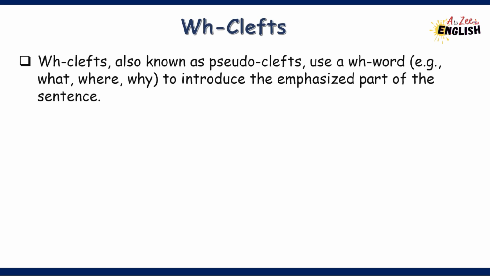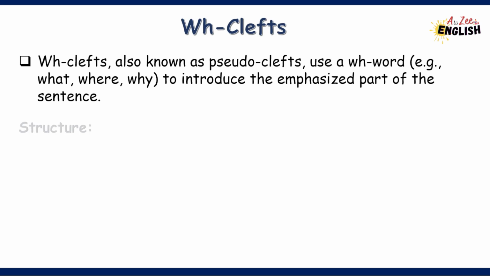WH-clefts. WH-clefts, also known as pseudo-clefts, use a WH word, for example what, where, or why, to introduce the emphasized part of the sentence. They start with WH words like what, where, or why, to highlight a specific part of a sentence. This structure helps to emphasize the information you want to focus on.